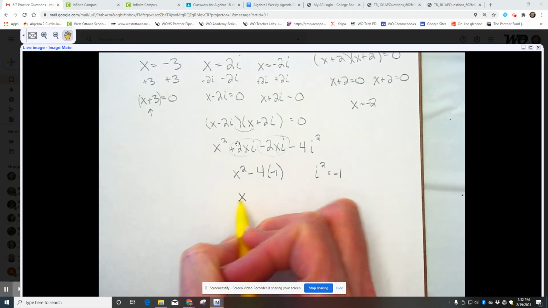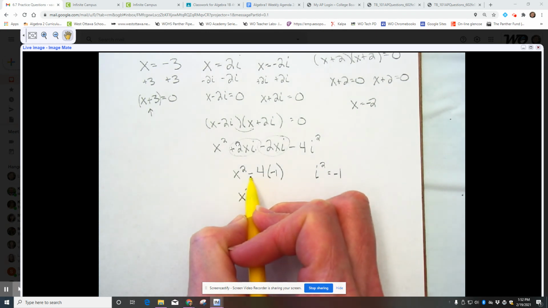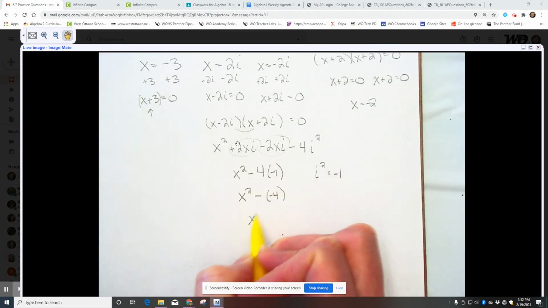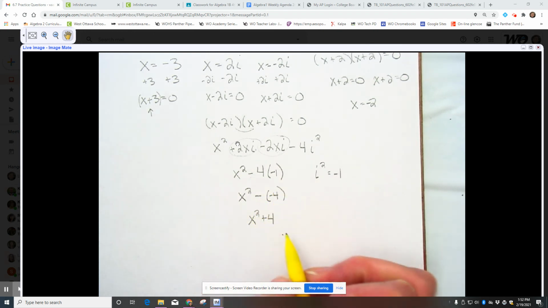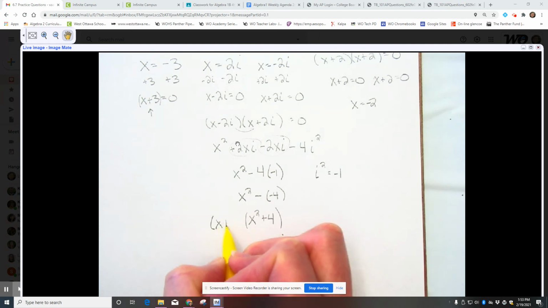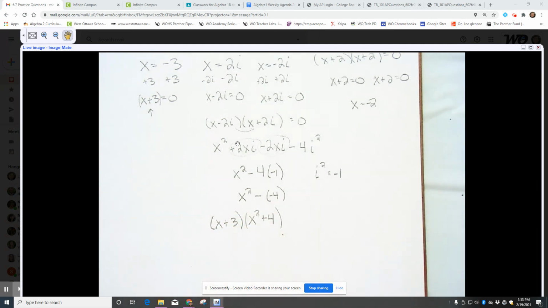So I'm going to have x squared, I'm minusing a negative 4. That's the same as adding. So I'm going to have x squared plus 4. So that's where that other factor comes from. And then don't forget this factor we had up here, which is x plus 3. And I believe that is what they had for their answer.